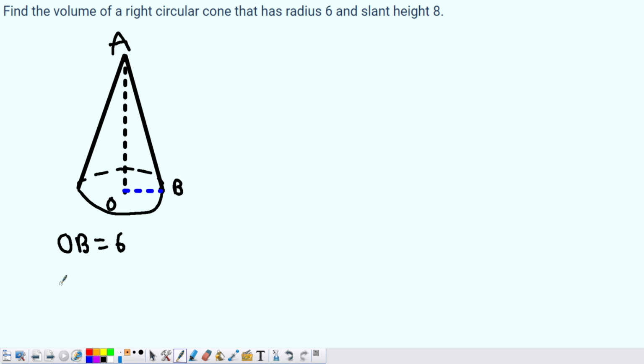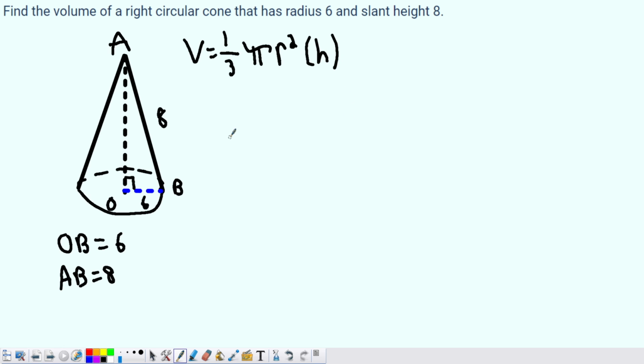And the slant height AB is equal to 8. So hopefully we have noticed that there is a right triangle being formed, and we can use the Pythagorean theorem to solve for our actual height. Sorry for that mix up, that's 8, and the reason we need the actual height is because the volume of a cone is 1/3 pi r squared times height, but not the slant height, the regular height.